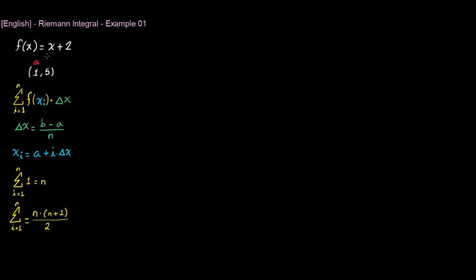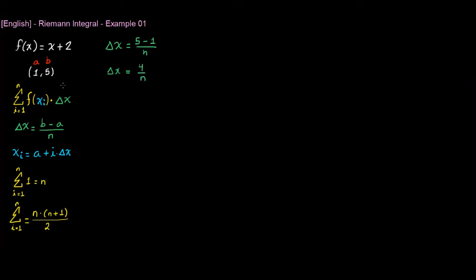A is always where you're starting, and B is always where you're ending. Now the second thing we got to do, we got to find the value for delta x. So let's solve this out. Delta x is equal to b minus a over n. In this case, would be 5 minus 1 over n. So delta x is going to be equal to 4 over n.